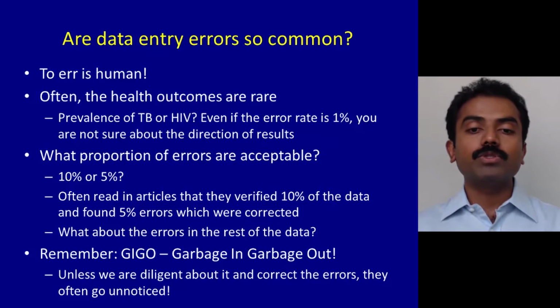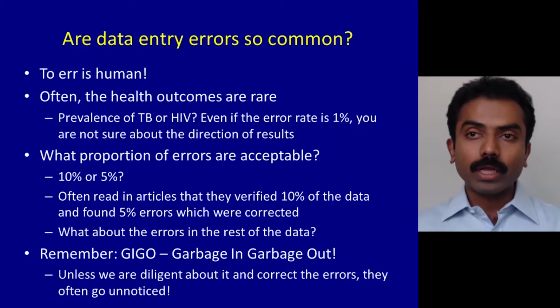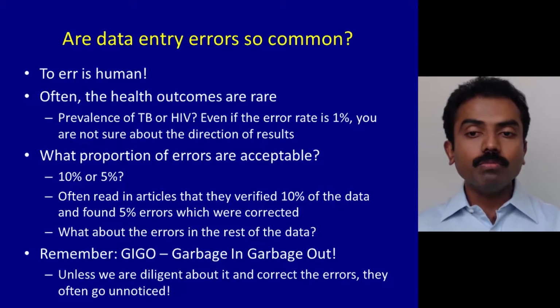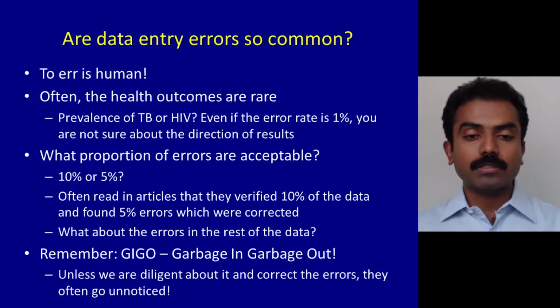And even if you assume it's going to be 5%, are you okay that you allow an error rate of 5%? Coming back to our original premise of prevalence of TB being 0.2% or 0.3%, can you allow 5% and think it's fine? It would change entirely the direction of results. So I think this particular approach of taking a cutoff error percentage is not really an ideal one. We have to ensure that we minimize the errors as much as possible.